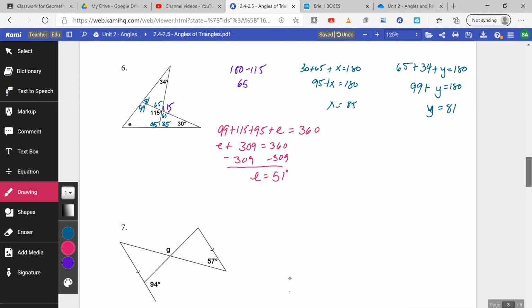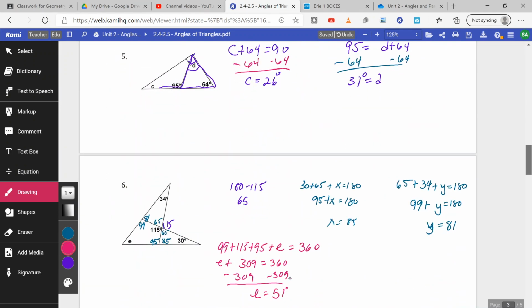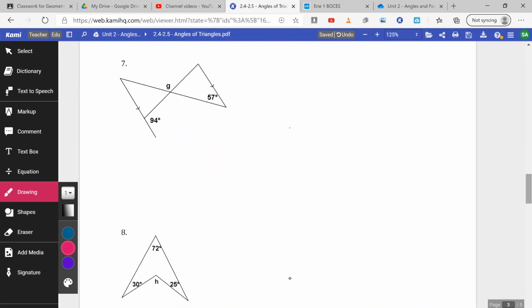So a lot of work to get there in the end, but we do get to the point where we are able to state what E is equal to. Number 7, we have angle measurements of 94, 57, and G. We have the markings on the two diagonal lines stating that they are parallel to each other. So we can say that we have two parallel lines cut by a transversal.